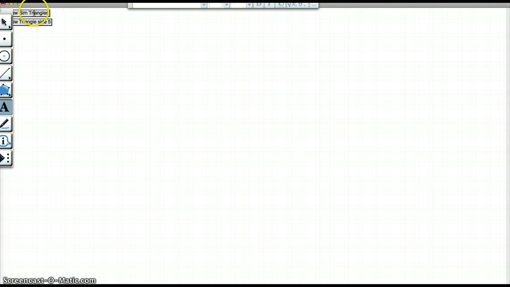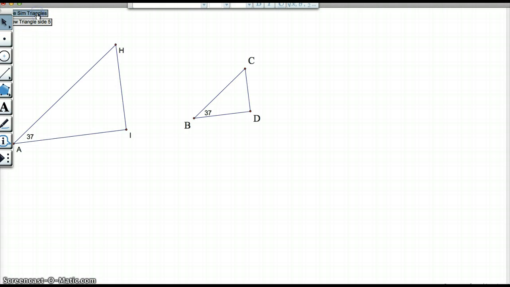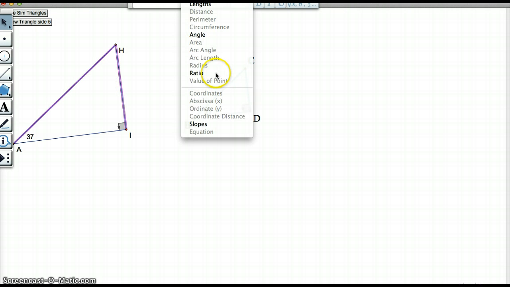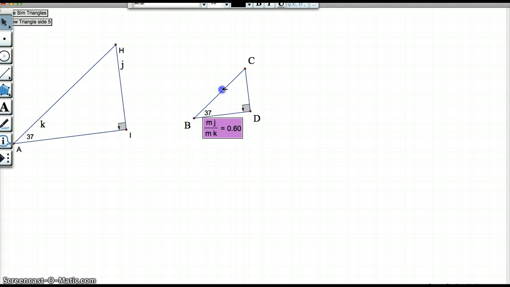Okay, so let's look at a couple triangles with 37-degree angles in them. So here's two right triangles. These two right triangles both have a 37-degree angle. So let's see, what's the ratio of their opposite side over their hypotenuse? Oh, look at that, 0.6. Interesting. Oh, these silly letters, J and K, all right. So I get 0.6. Well, what about if I did this one?